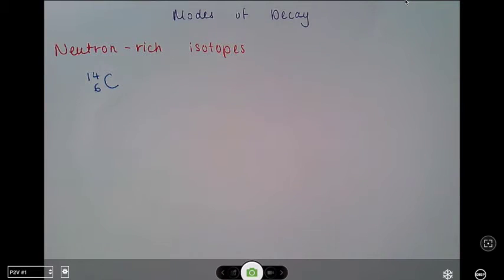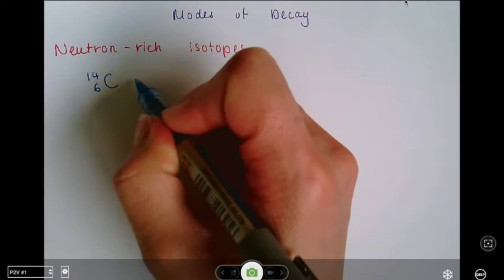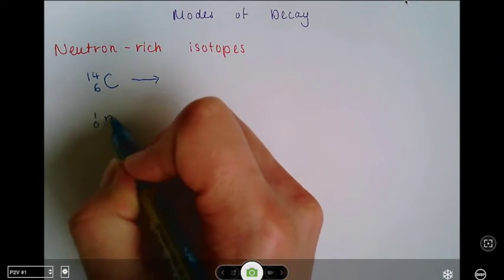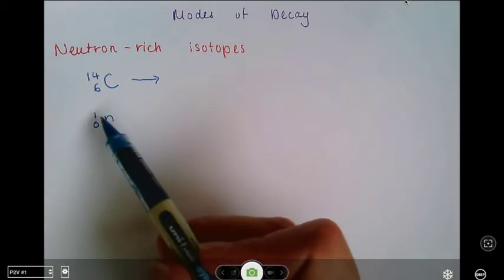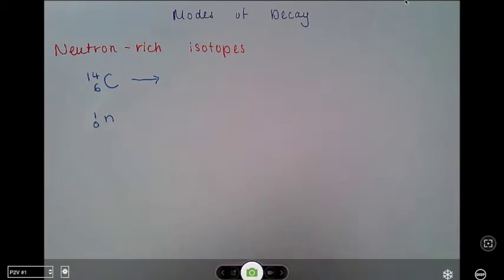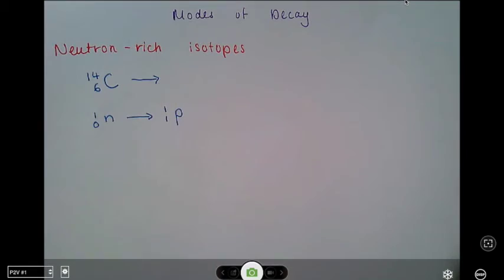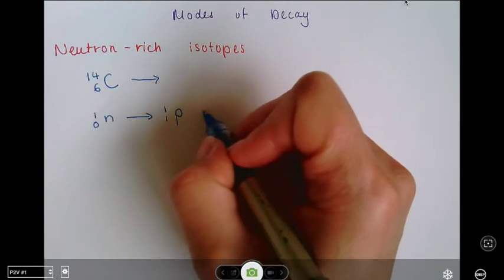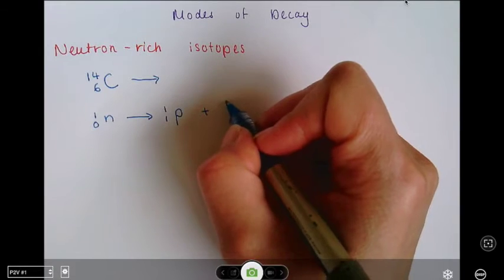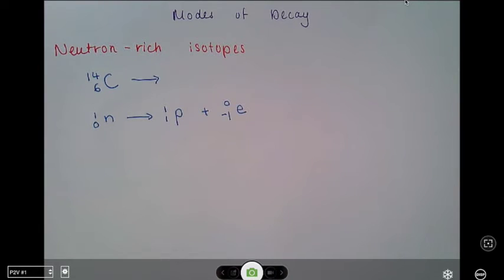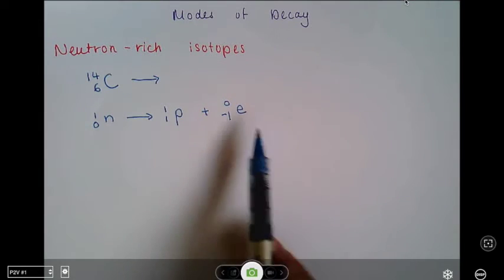So in order for neutron-rich isotopes to undergo decay in order to become more stable, what is going to happen is that one of these neutrons that's located within the nucleus of the atom, denoted by a small n, mass of 1, charge of 0, is going to undergo transformation to become one proton with a mass of 1 and a charge of +1, denoted by the P, to say proton, plus an electron that has a mass that's essentially negligible, and a charge of -1.